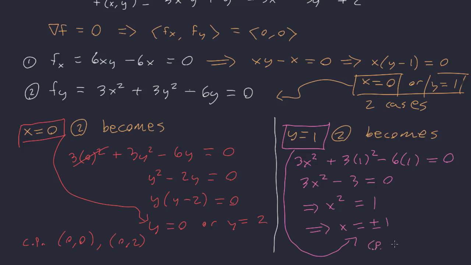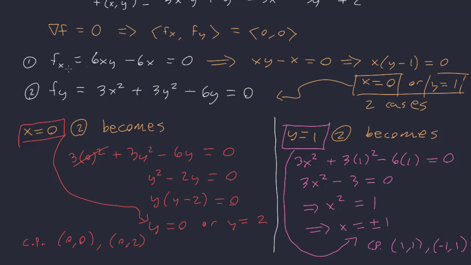So this gave us critical points. Now remember, careful here, 1, 1 and negative 1, 1. So our critical points are all 4 of these. Now I do want to show what happened here when we did this.